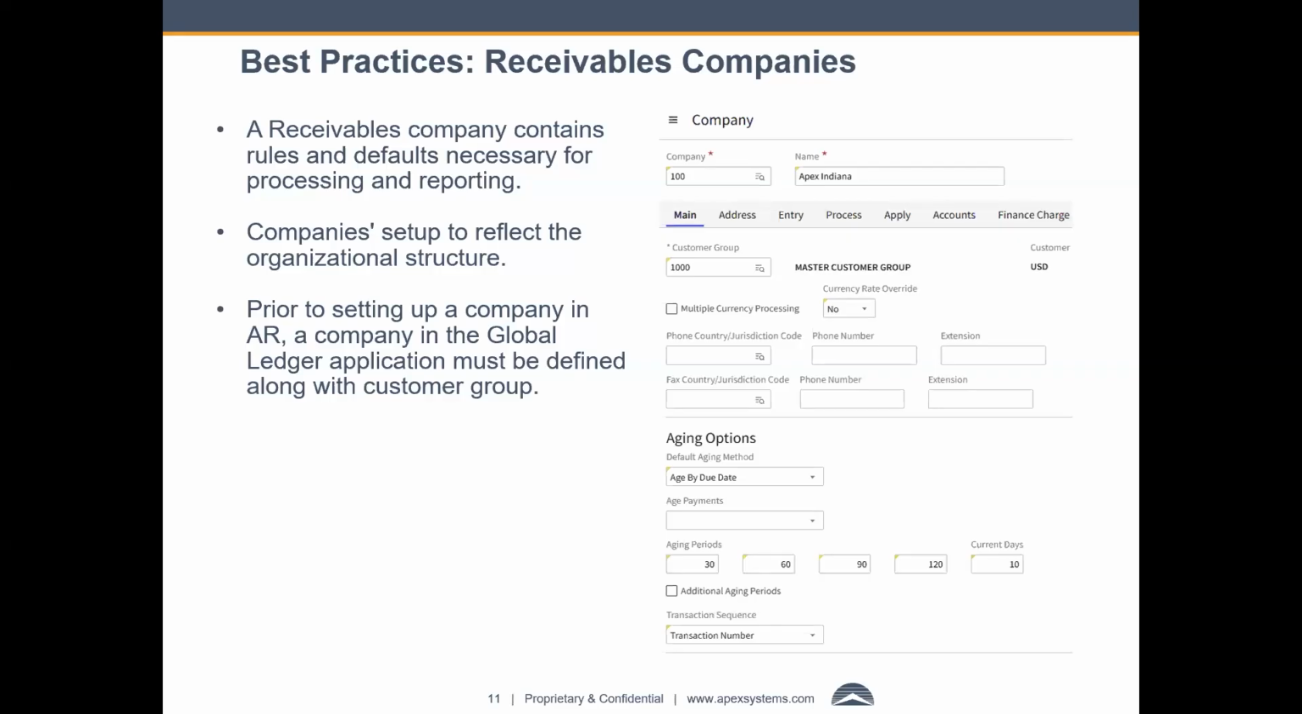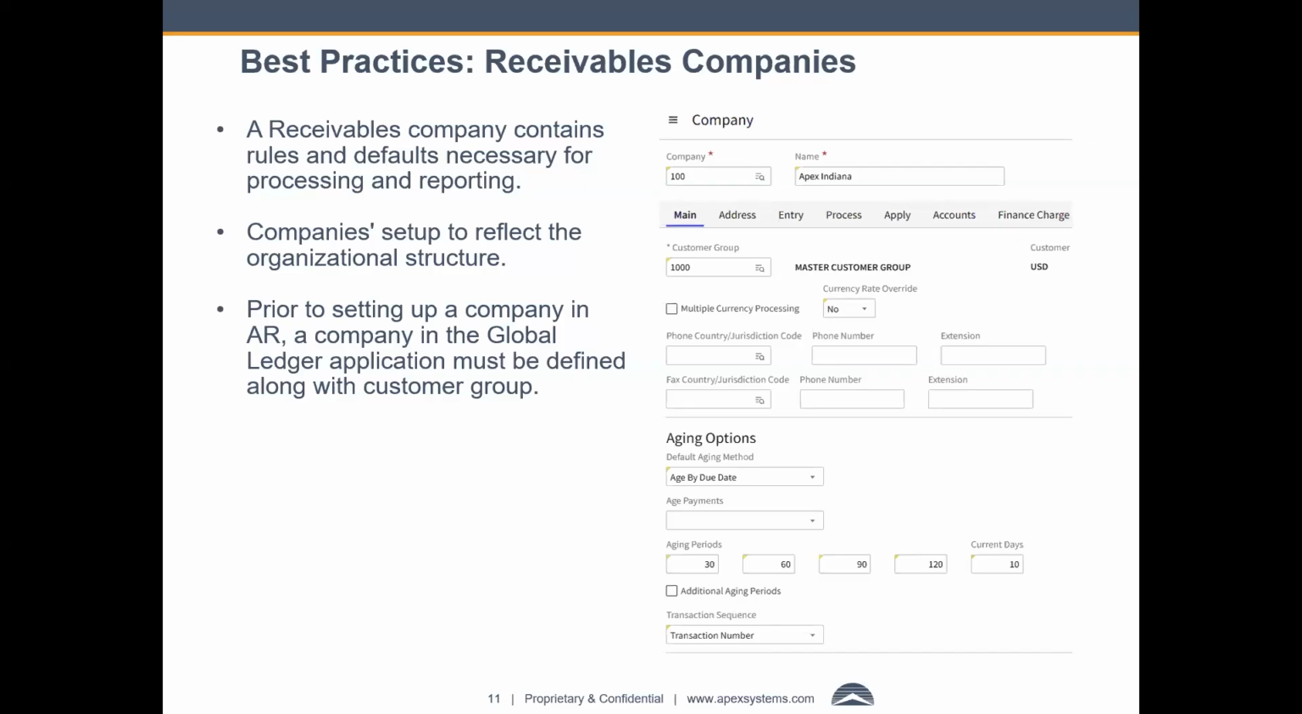One can have multiple global ledger companies and one receivable company, but cannot have more receivables companies than global ledger companies. If there's only one global ledger company, use process levels for further organization. Transactions such as payments and invoices are unique for each receivables company. Most of the processing occurs at the company level. Payment application can transcend invoice company.